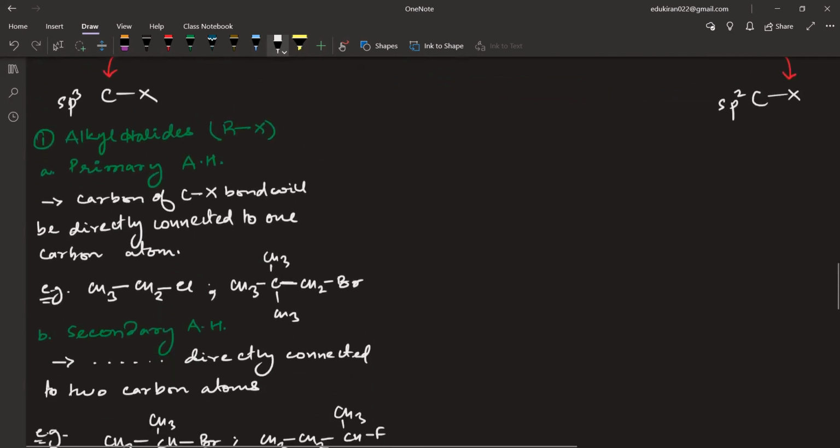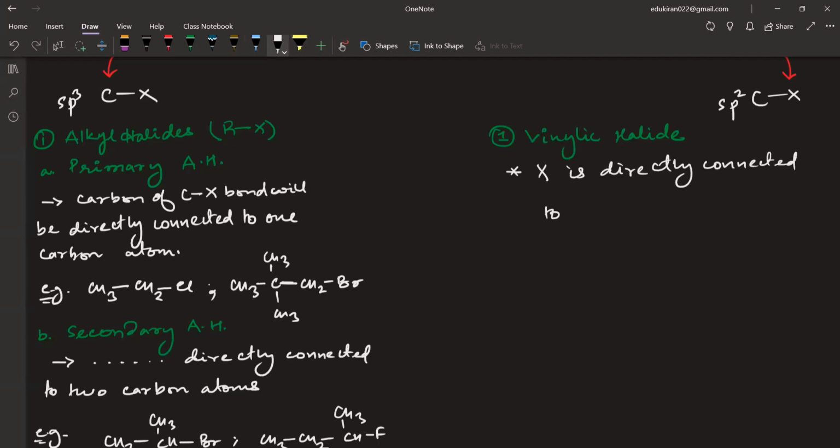Now, what remains is the sp2 C-X bond, in which we have two types. Number one is known as vinylic halide. What happens in vinylic halide? The halogen is directly connected to a C double bond C. For example, you can write chlorine connected to CH double bond CH2.